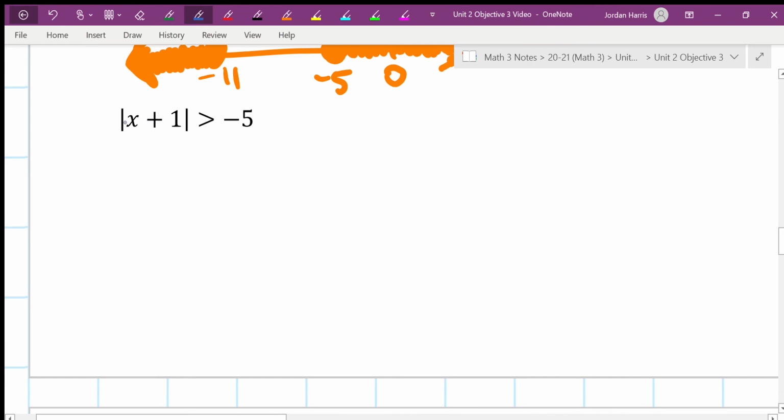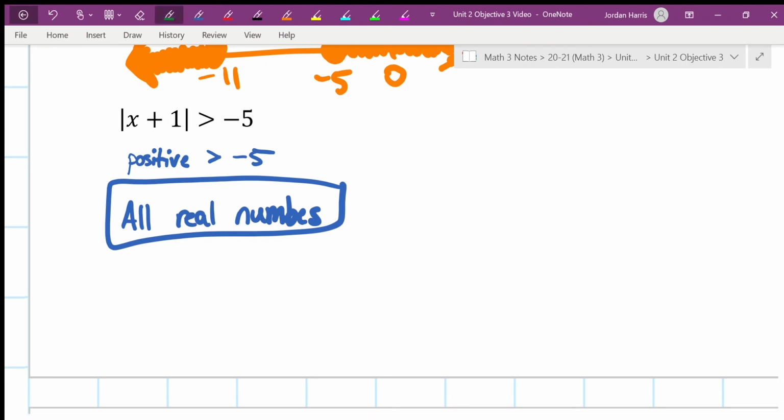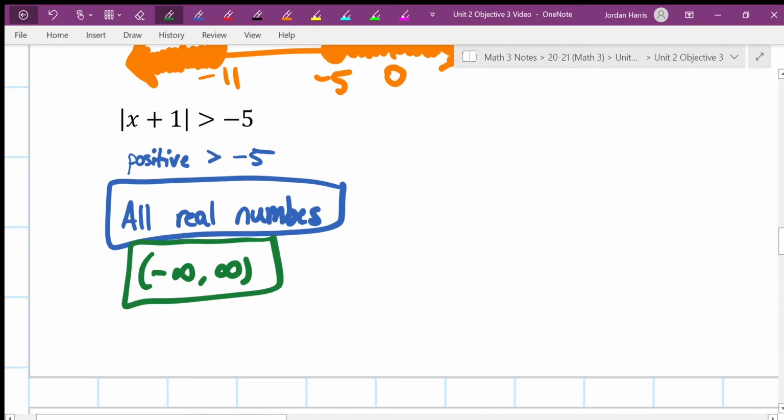So I think, well, absolute value is going to give me a positive number. When is a positive number greater than negative 5? Okay, think about a number line. When is a positive number to the right of negative 5? Negative 5 is on the left side of a number line. A positive number is always to the right. It is always true. So all real numbers. Or if you wanted to, in inequality notation, you can write negative infinity to infinity. That's all real numbers in inequality notation. Okay, make sure you check when it's negative. So that's the first case.